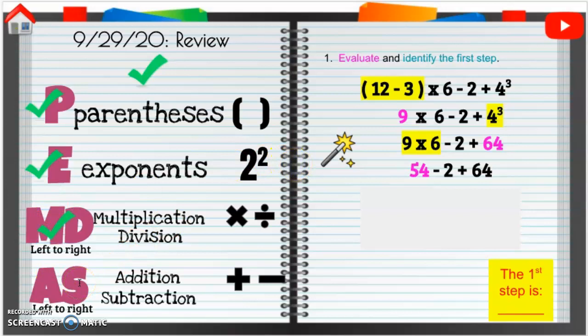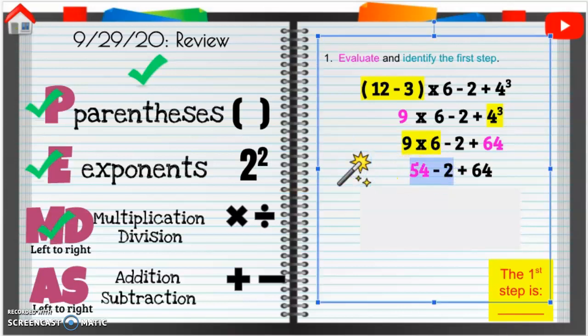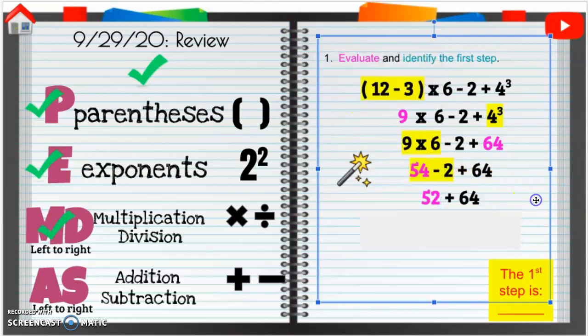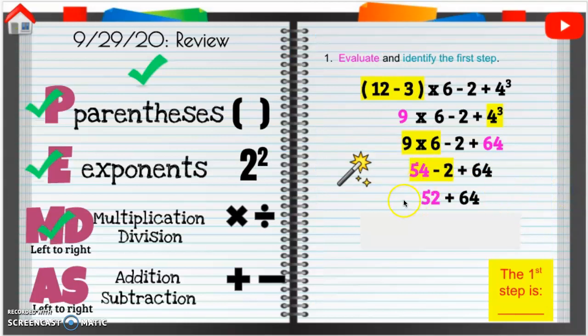Yeah, we have both. Oh my goodness, how am I going to go about this? Oh yeah, from left to right. Duh. All right, so let's have our magic wand. We have 54 minus 2 here. 54 minus 2 is going to give us what? Oh, 52.